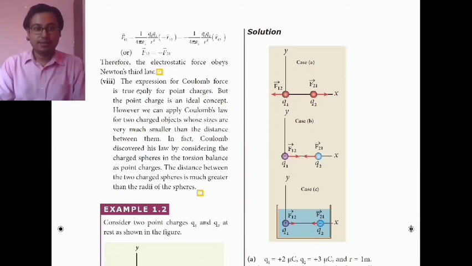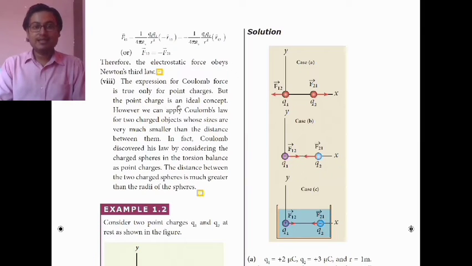Alright, the next point. Therefore, we see that electrostatic force obeys Newton's third law. In class 11, you have studied about Newton's third law, that action and reaction are equal and opposite. And for Newton's third law, there must be two particles. The expression for Coulomb force is true only for point charges. When we have an object of infinite number of charges, in that situation Coulomb's law will be null and invalid.